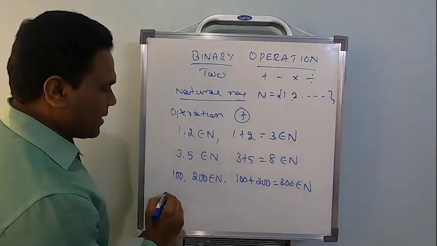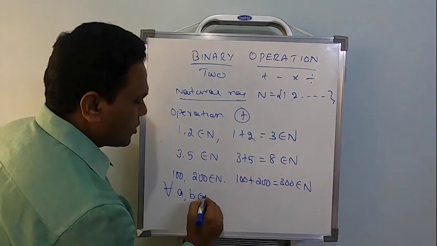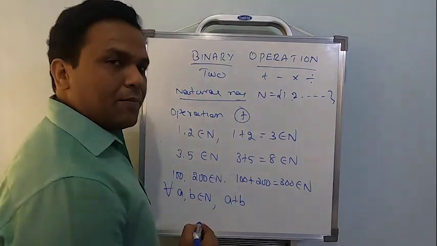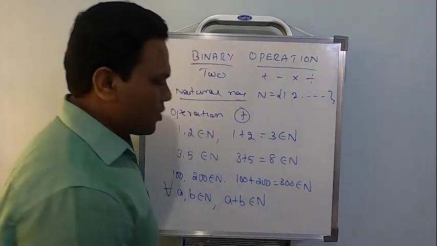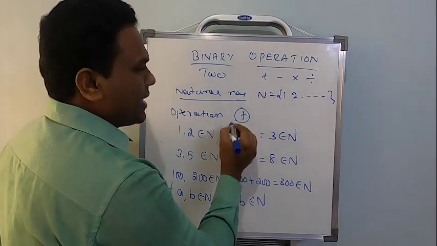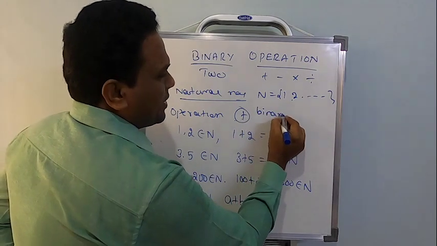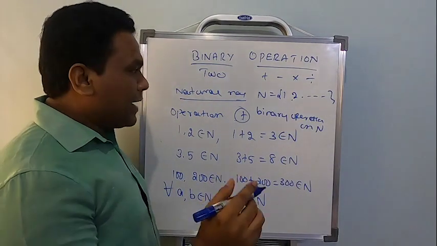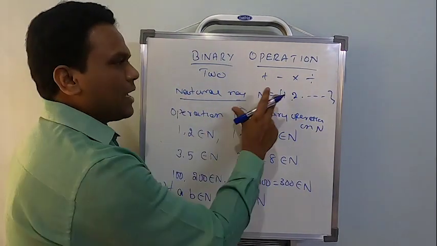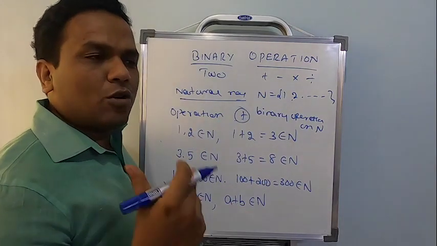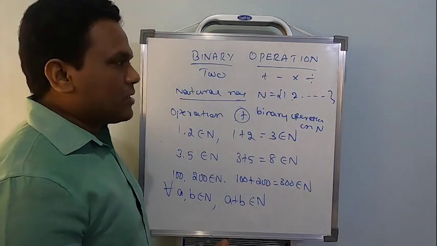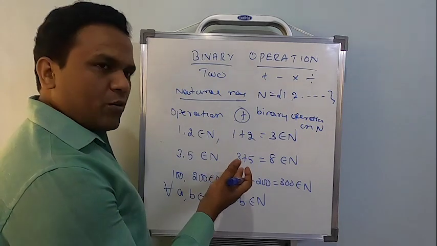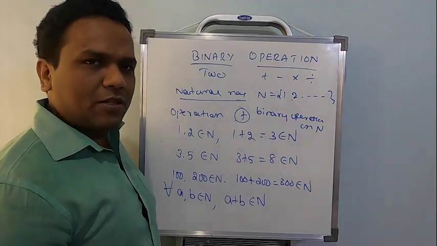Standardly what I will write is, for all a, b belongs to N, that means a and b are any two natural numbers, and whenever I do a plus b, the resultant element also belongs to N. In such case addition will be called a binary operation on N. Binary means any two, right? So any two natural numbers, whenever added, the resultant element is also going to be a natural number. So in such case addition will be called a binary operation on natural numbers. It's not just 1 plus 2. If you are doing 2 plus 1 also, the resultant element is going to be a natural number, right?